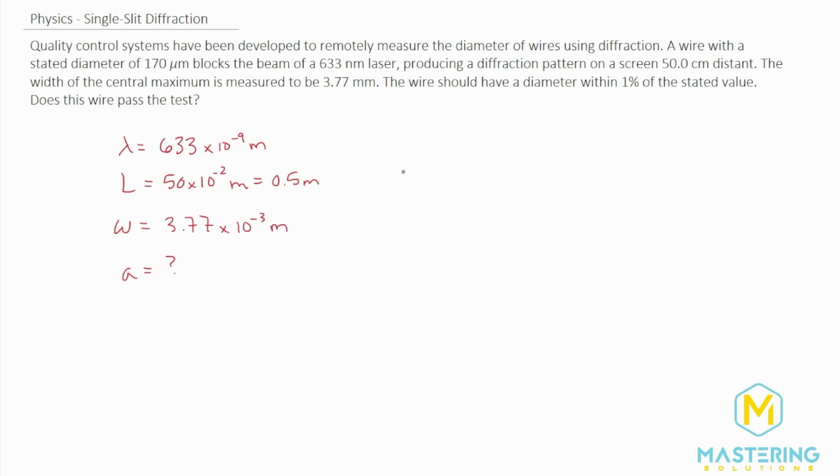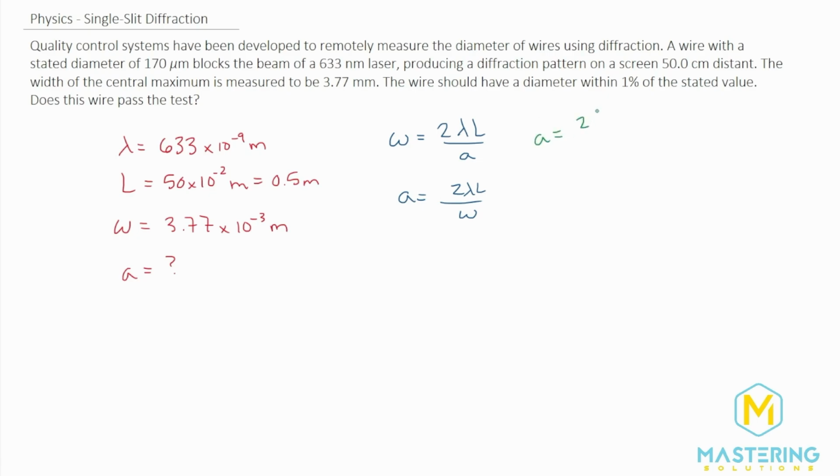The equation that we'll be using for this is W, or the width of the central maximum, is equal to 2 times lambda times L, all divided by A. We're trying to solve for A, so let's multiply A over and divide W over, so they just swap places. So A is equal to 2 lambda L over W. Now we have all the values here, so let's plug that in and see what our answer is for how wide the actual width is.